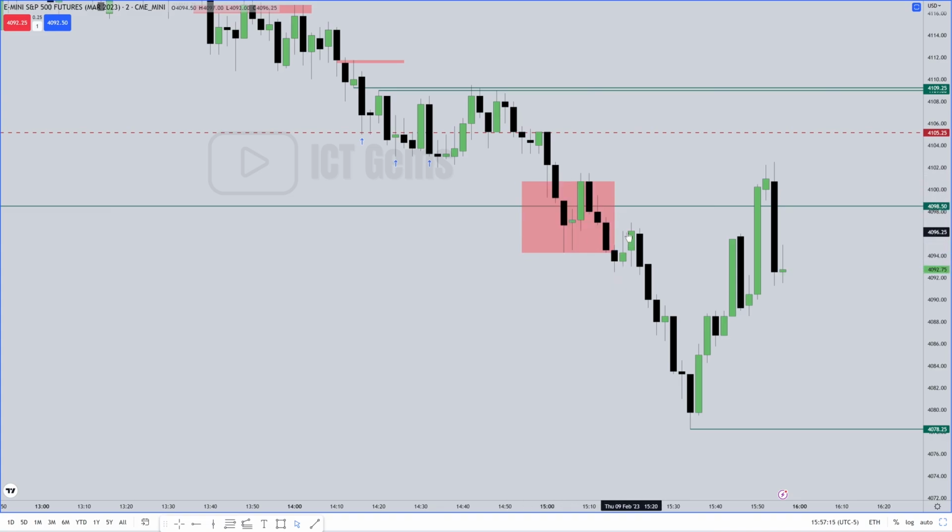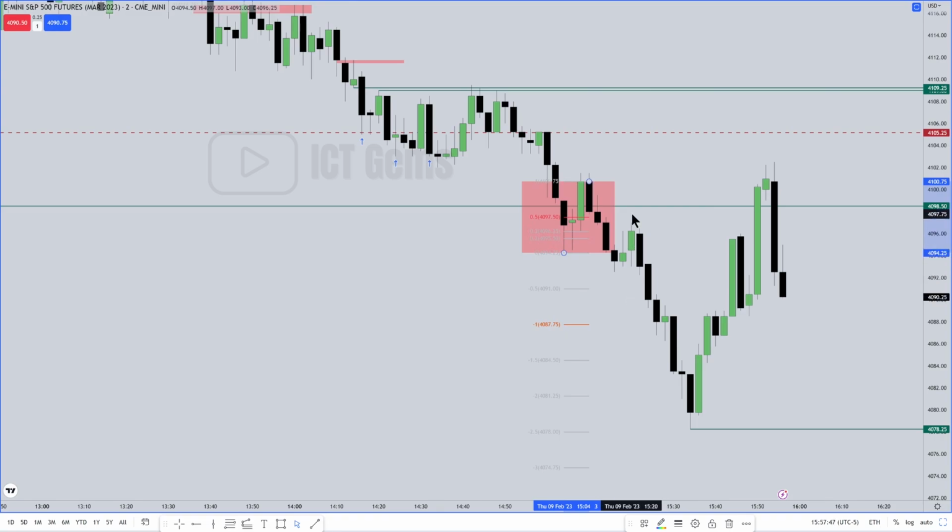Can it go back up into this range? Yes. How far? Halfway. Because we're measuring bodies, we're looking at it through the lens of what? Mean threshold. So here is the mean threshold, 4097.50. That's what could reasonably be traded to, and it's permissible. It means it's allowed. You can expect that, and it doesn't upset anything.